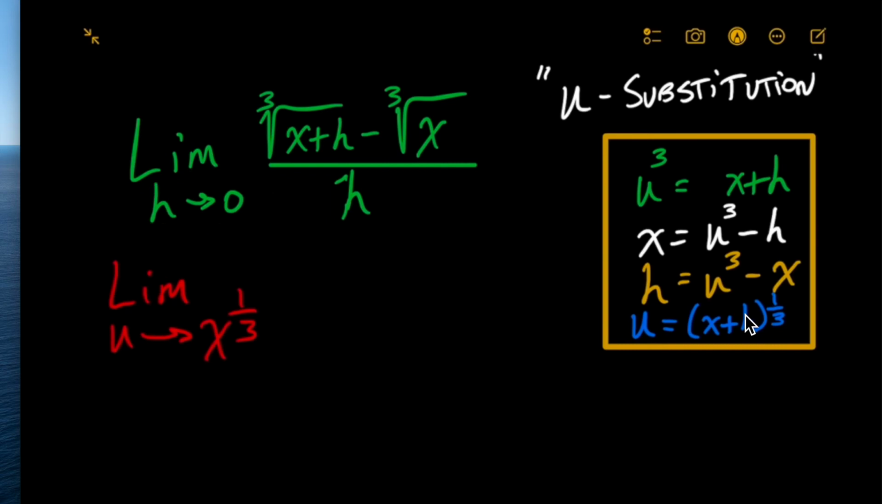Okay. Now, let's continue our substitution. X plus h to the 1/3 power, that becomes u. Minus x to the 1/3. Let's see, we have x equals this, but I'm going to leave that as x to the 1/3. And now, for h, I'm going to substitute in u cubed minus x.